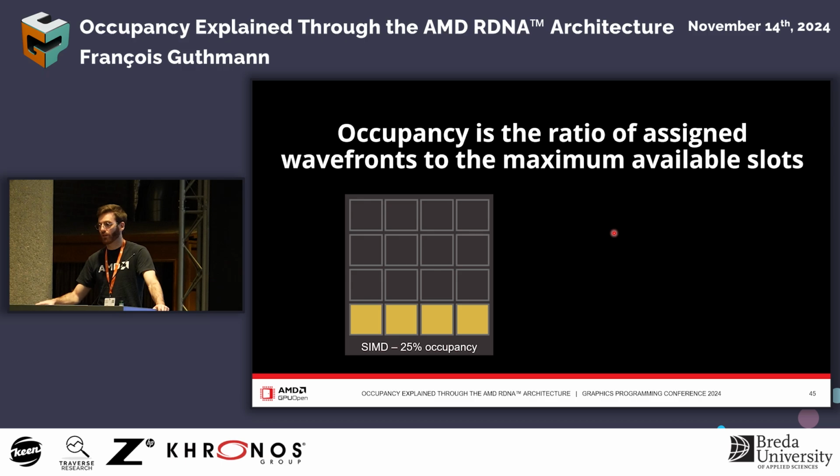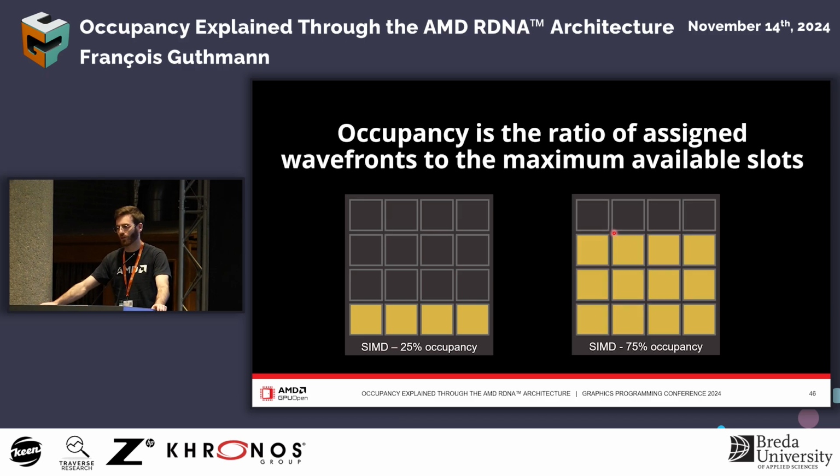So we are now finally able to give a definition of occupancy. Occupancy is the ratio of assigned wavefronts to the maximum available slots. I don't really like this definition. It's not super clear to me, but in practice, it's really simple, right? You have 16 slots, and if you are able to fill four slots out of 16, that's 25% occupancy. And if you have 12 wavefronts assigned, then that's 75% occupancy.